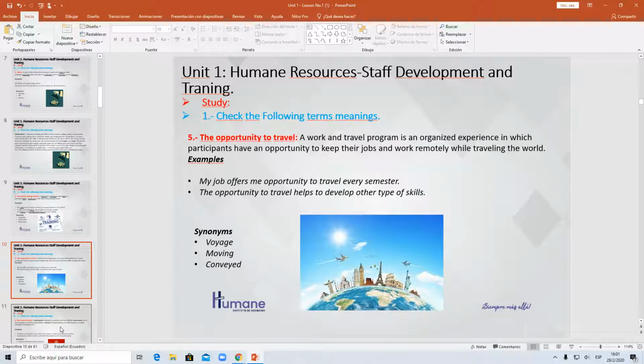In this case, the opportunity to travel is the one that you have at your job that allows you to visit different kinds of countries and try to promote the product or service according to the company where you work. Synonyms for this expression could be voyage, moving, or convey.